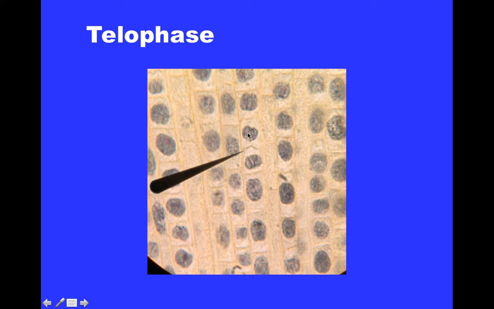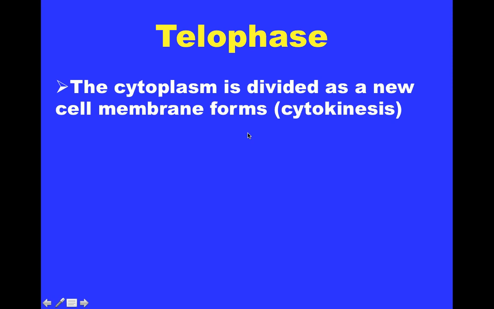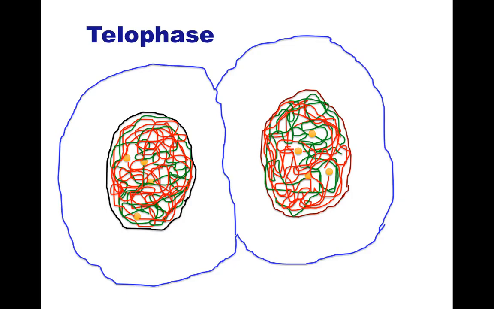The nucleus is forming. Now our chromosomes are unwinding and disappearing. And these two cells are exactly identical. So this happens in your body in places such as the skin and in the blood.